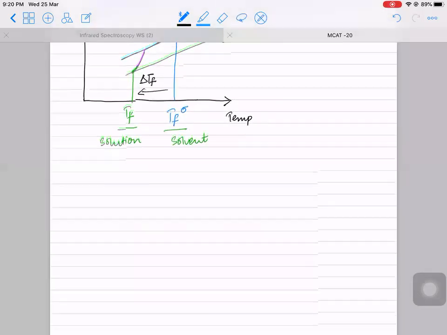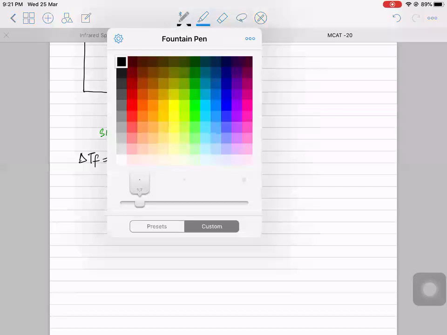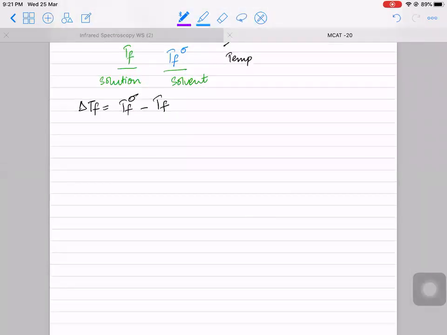Now if I want to find delta TF, how am I going to do that? I know TF naught is a greater value, so it's going to be TF naught minus TF, right? And since this is a colligative property, it will depend on the molar concentration, basically equal to the molality. It will not depend on the nature of the solute, but on the molality. So delta TF is directly proportional to the molality of the solute.